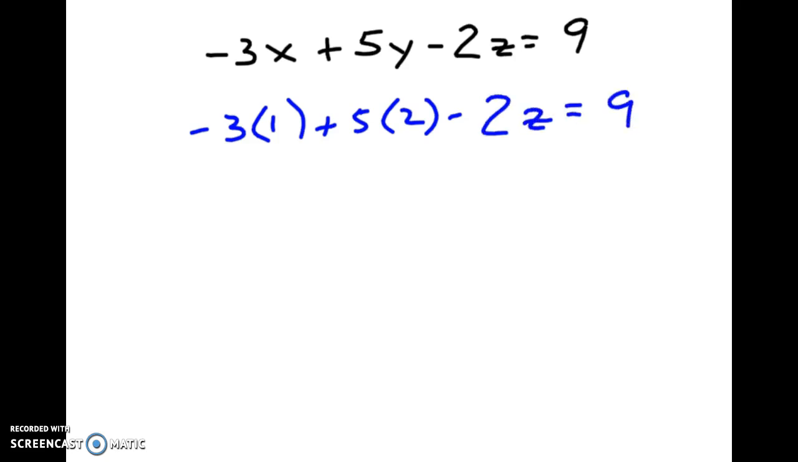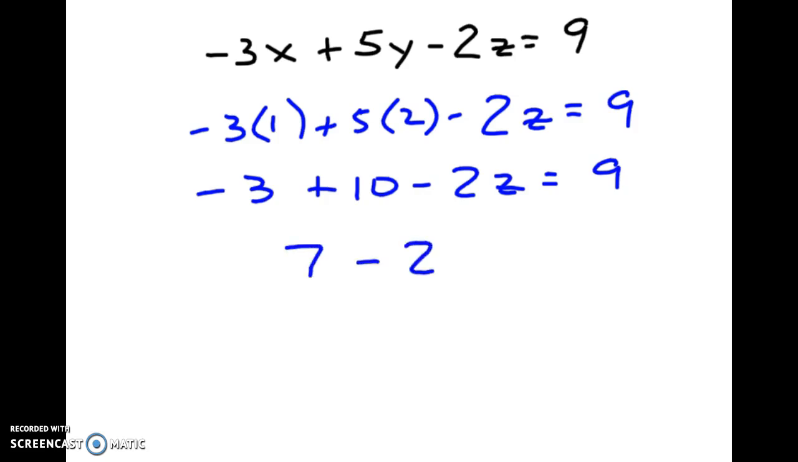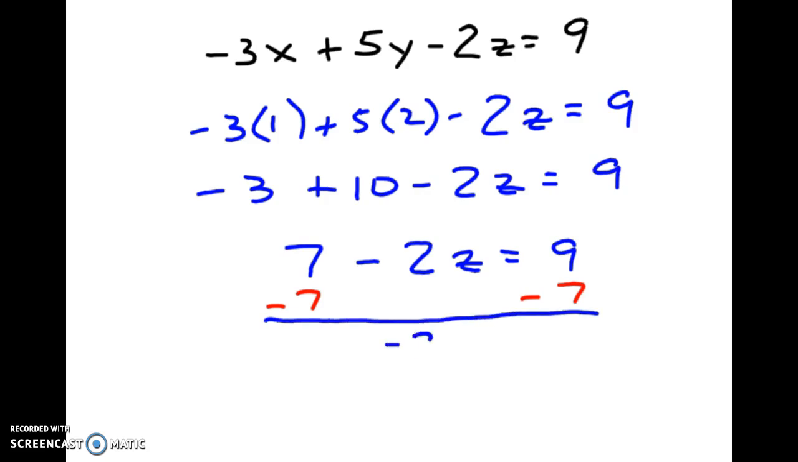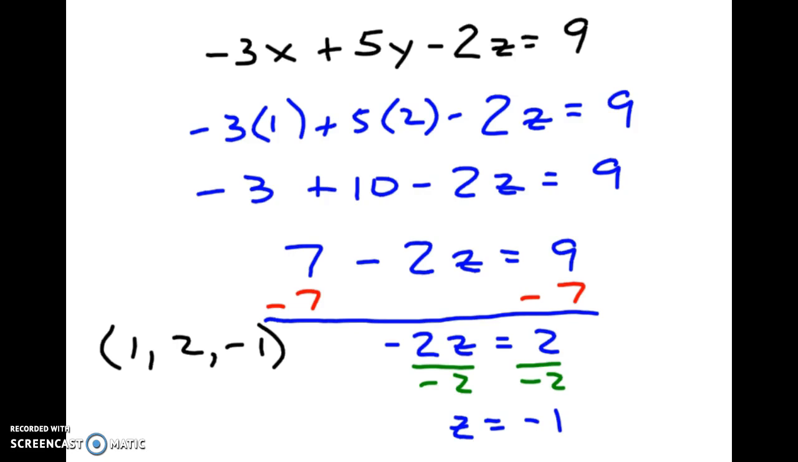So we do our math, we have the -3, the +10, and the -2z equaling 9. Add our like terms. Subtract. And then finally divide by the -2. In this case, z should be -1. So the three-dimensional coordinates we should have for this should turn out to be 1, 2, and -1.